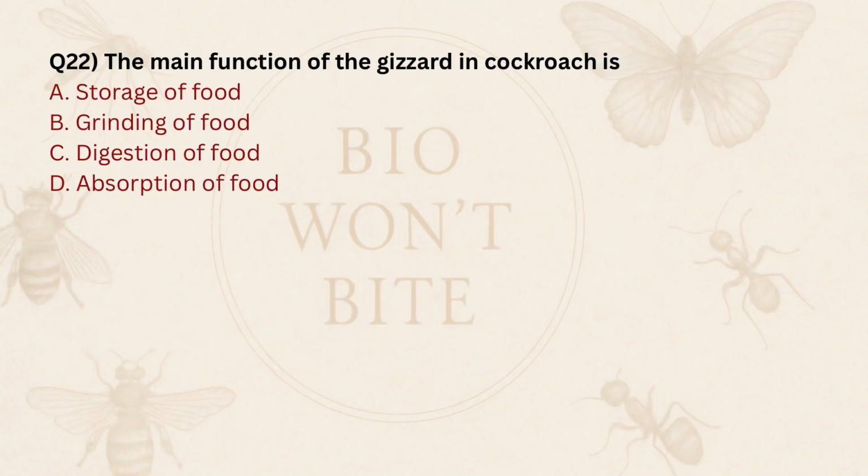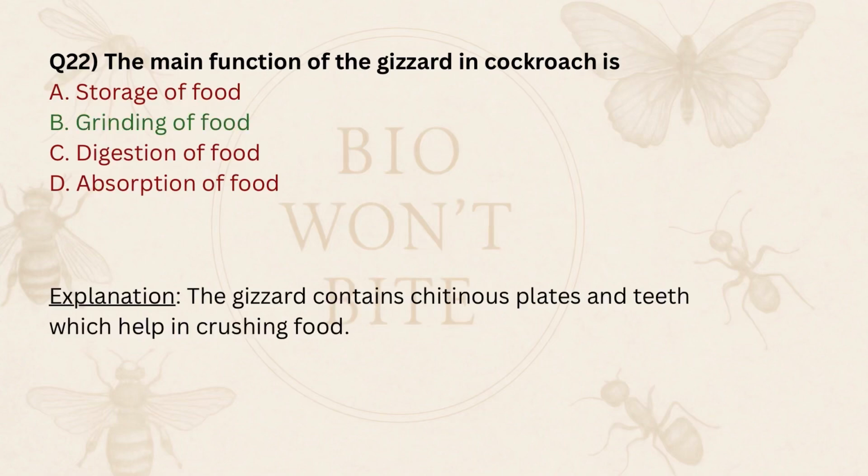22. The main function of gizzard in cockroach is. The correct answer is option B, grinding of food. The gizzard has a thick muscular walls with 6 chitinous teeth. These teeth grind the food into fine particles before it enters the midgut.